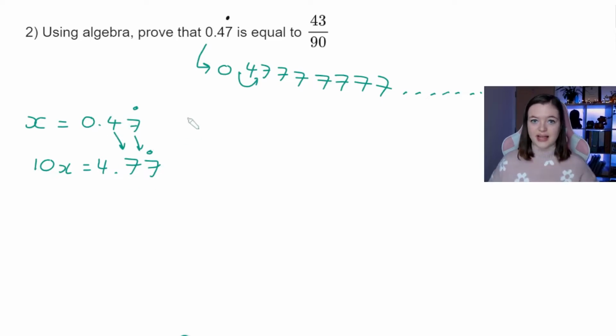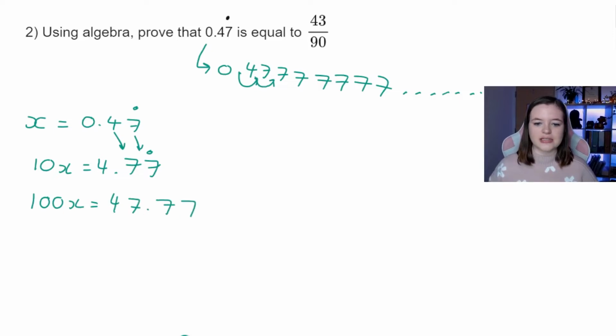Times it by 10 again. That's what I mean by knowing when to stop. If it's not the same, just keep going, keep timesing it by 10. Then times it by 10 again, so you get 100x equals, a bit one along again, 47.77 recurring. The only thing left right now is 7s. You're going to keep getting 7s when we times it.